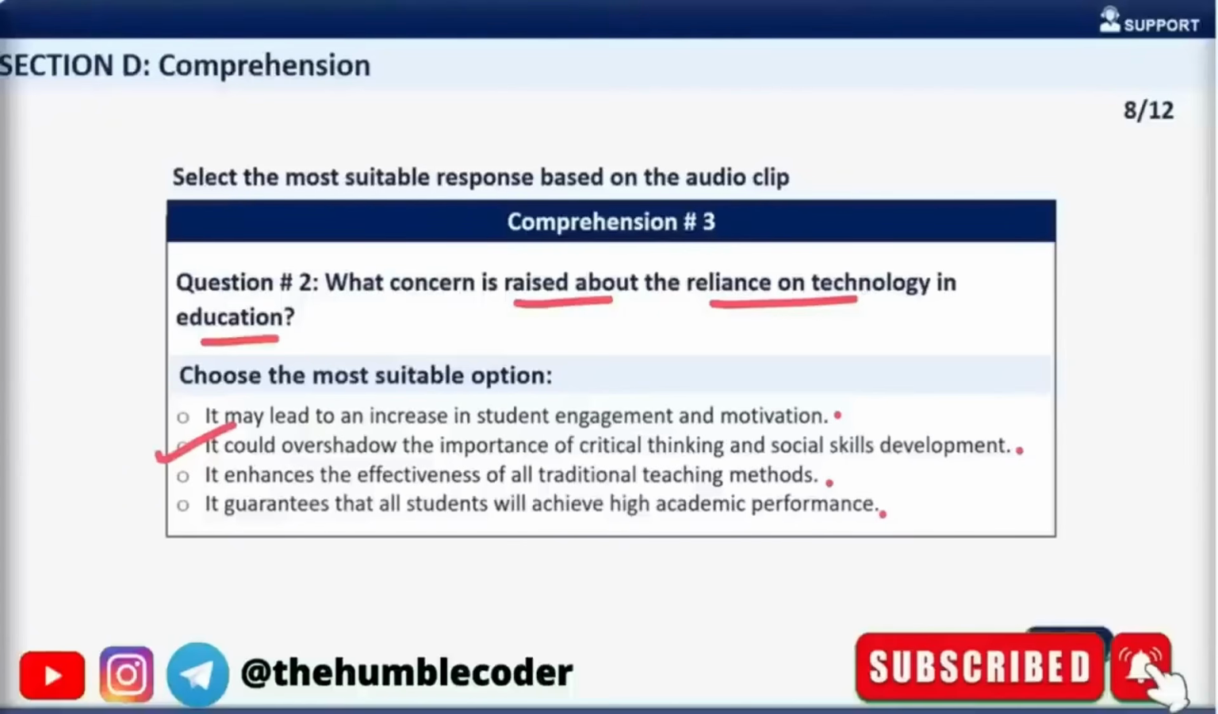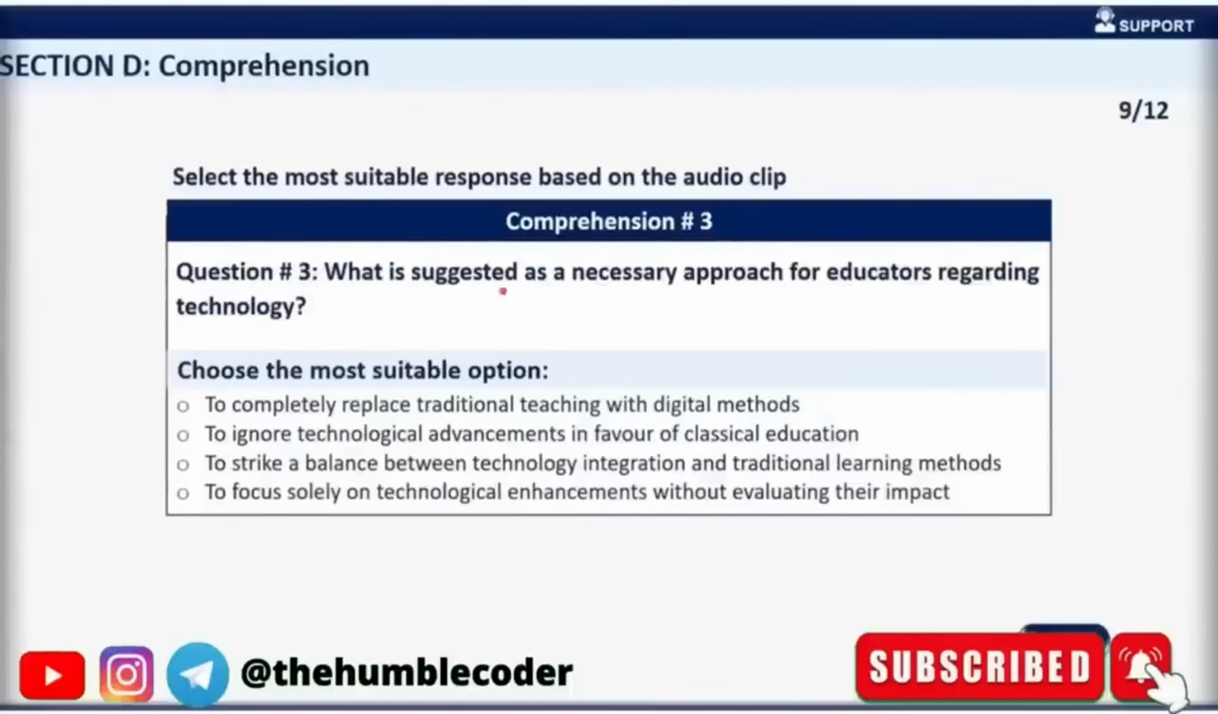Let's move on to the next question now. What is suggested as a necessary approach for educators regarding technology? The options that we have are, to completely replace traditional teaching with digital methods, to ignore technological advancements in favor of classical education, to strike a balance between technology integration and traditional learning methods, to focus only on technology enhancements without evaluating their impact. So the correct answer in this case is going to be, to strike a balance between technology integration and traditional learning methods.